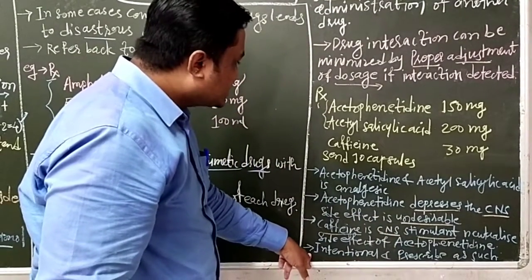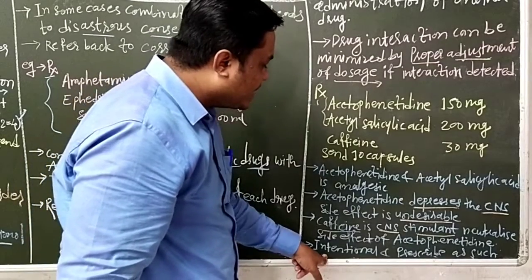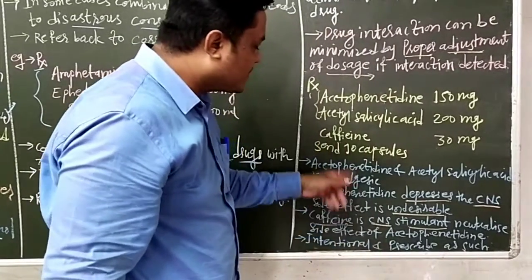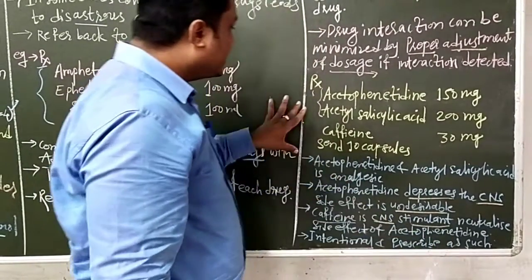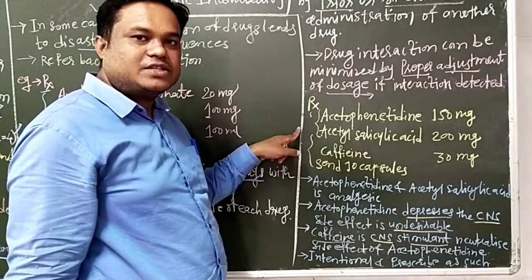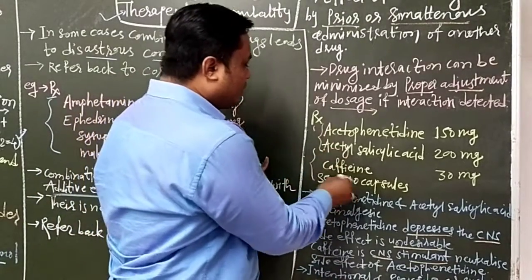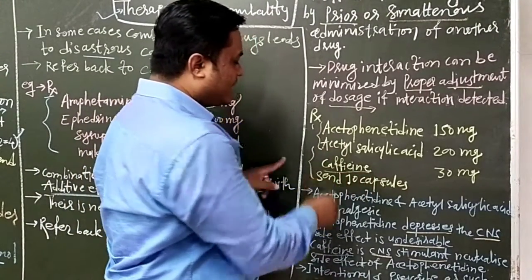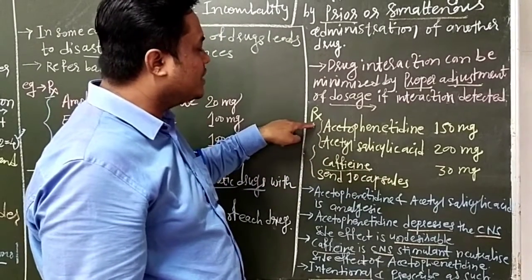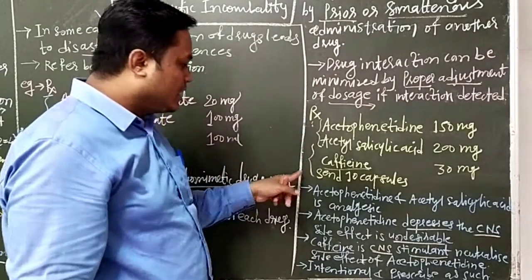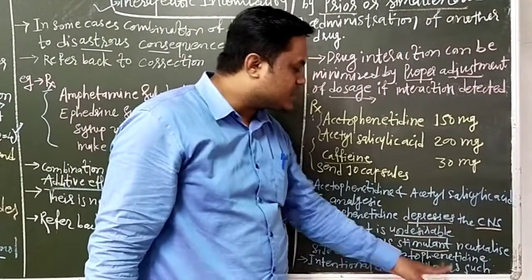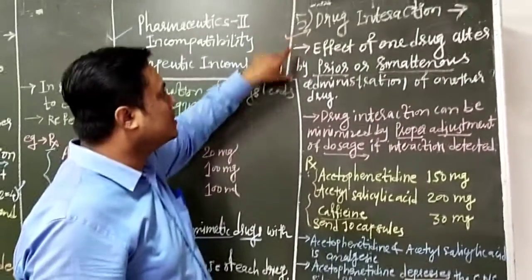Therefore, this prescription is intentional in nature. It is intentional by the prescriber, and therefore the prescription is dispensed as such. There is no change, because caffeine is added as a CNS stimulant, which neutralizes the side effect of acetophenetidine, a CNS depressant. Therefore, this prescription is intentional and is given as such to the patient. So this is all about drug interaction.